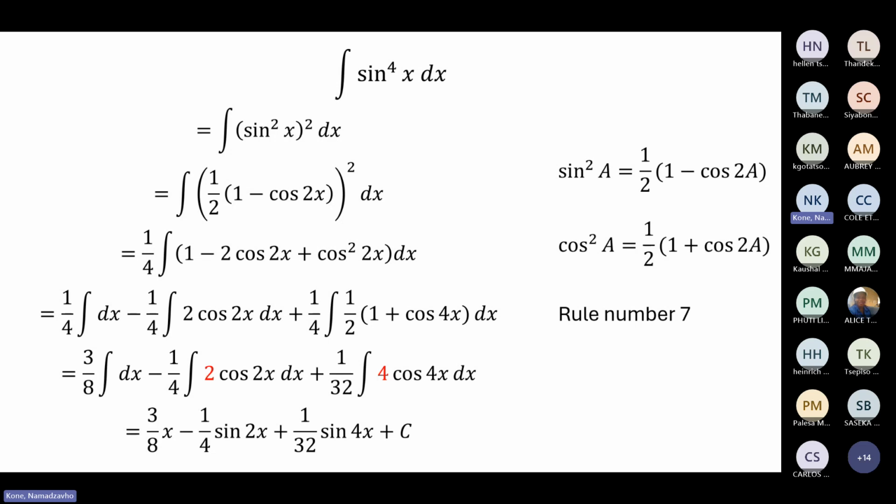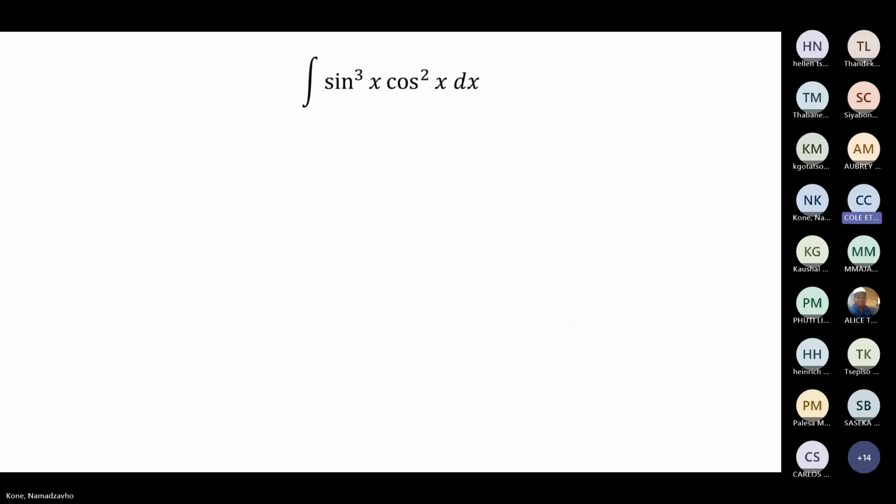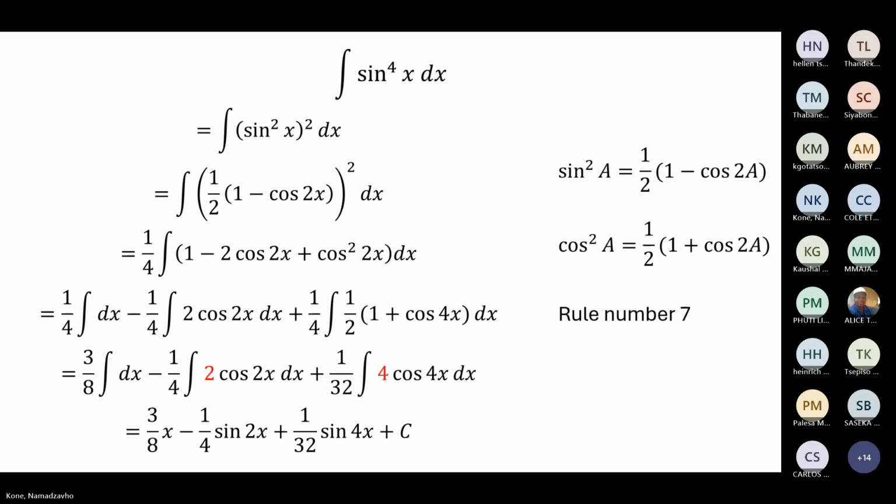And that's absolutely correct. So may I just ask, where did the 3 over 8 come from? I might have missed that. Right. Thank you so much.